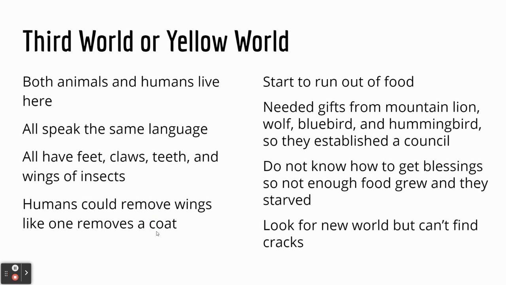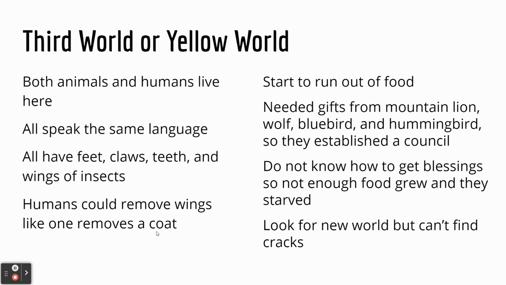Once they get to the third world, or Yellow World, they discover that there are both animals and humans there. They discover that everyone is speaking the same language, that everyone, animals and humans, have feet and claws, teeth, and the wings of insects, but that the humans could remove the wings like one removes a coat. Once again, there's starvation. And they get gifts from mountain lion, wolf, bluebird, and hummingbird.